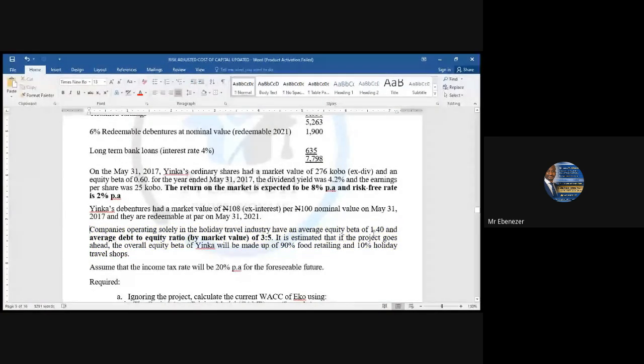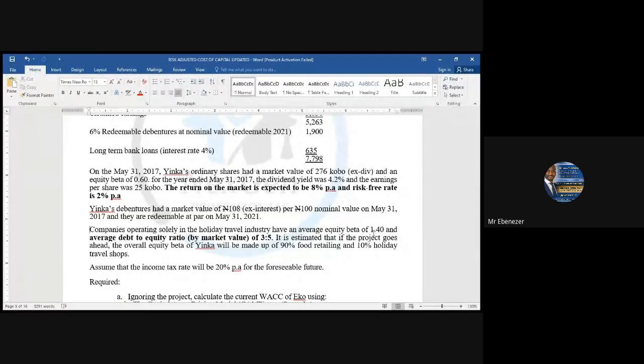The examiner gives us information that companies solely in the holiday travel industry have an average equity beta of 1.4, a similar company. And the debt to equity ratio is 3.5. So meaning that the market value of debt is 3, the market value of equity is 5. That is what it means.